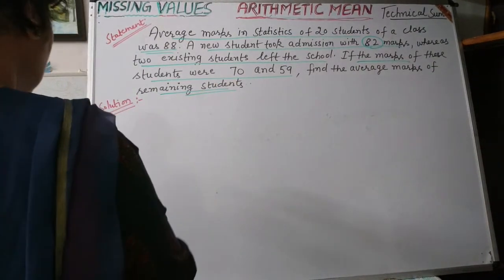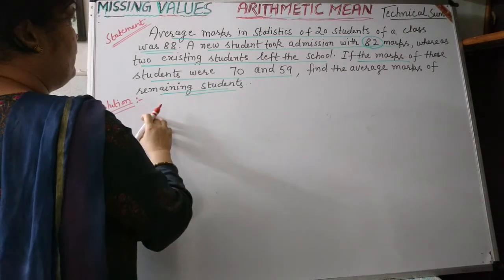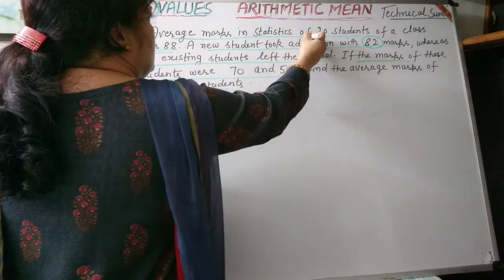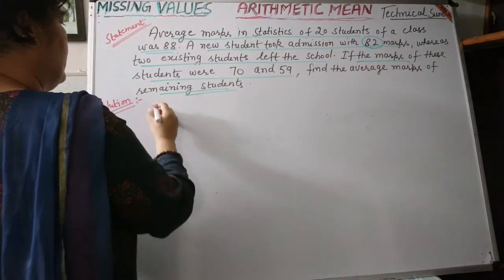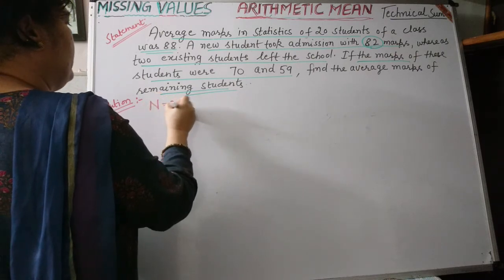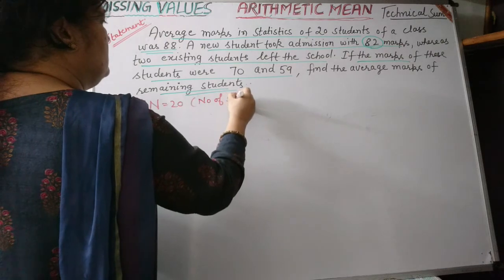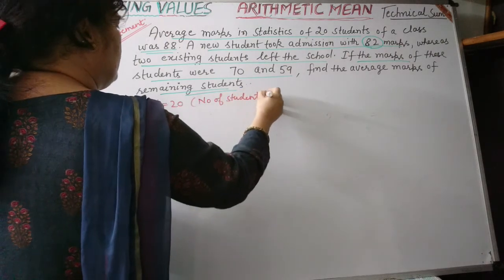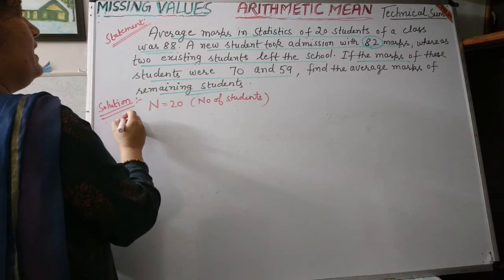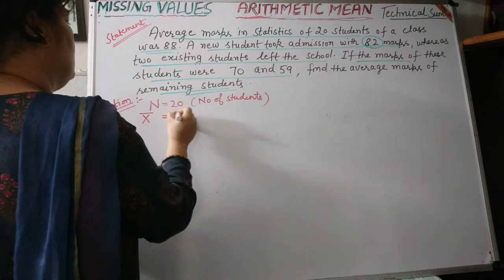So let us start. Whatever the information is given, we are writing down the information. Number one, average marks in statistics of 20 students. It means n is equal to 20, which means the number of students. This information is given. Number two, average marks in statistics. It means x bar is equal to 88.